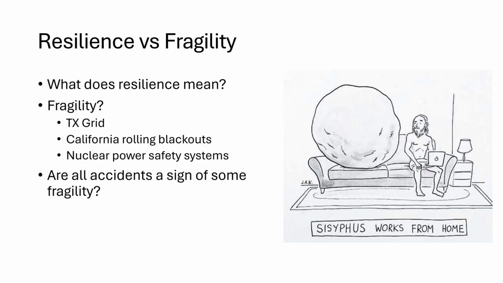And meanwhile, they just kind of didn't maintain stuff for 20 years. And then you have nuclear, on the far opposite side, right? We have nuclear power safety systems that, some people will argue, are too resilient. They're resilient in a way that's inefficient and costs money, and it's not a value add. And so it's important to look at that and understand, in your context, where are the nodes of fragility and resilience. And lastly, we ask, are all accidents a sign of some fragility?